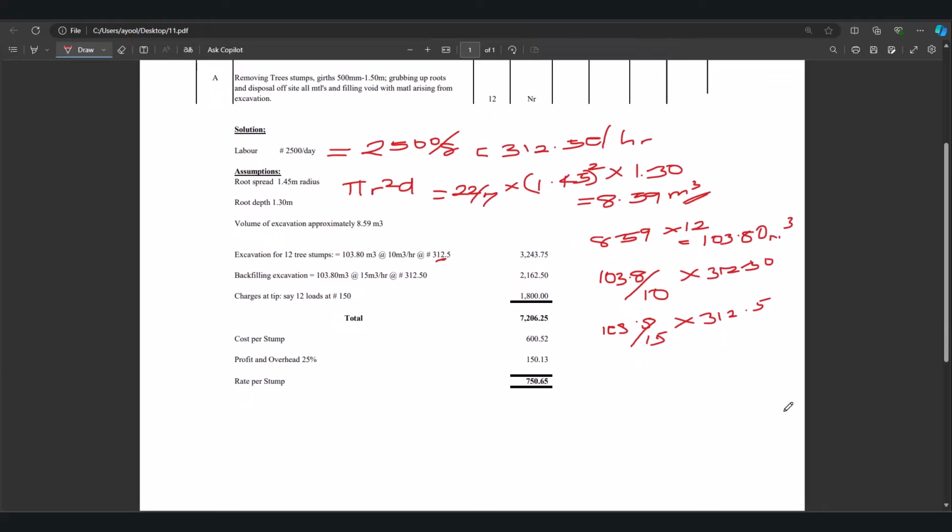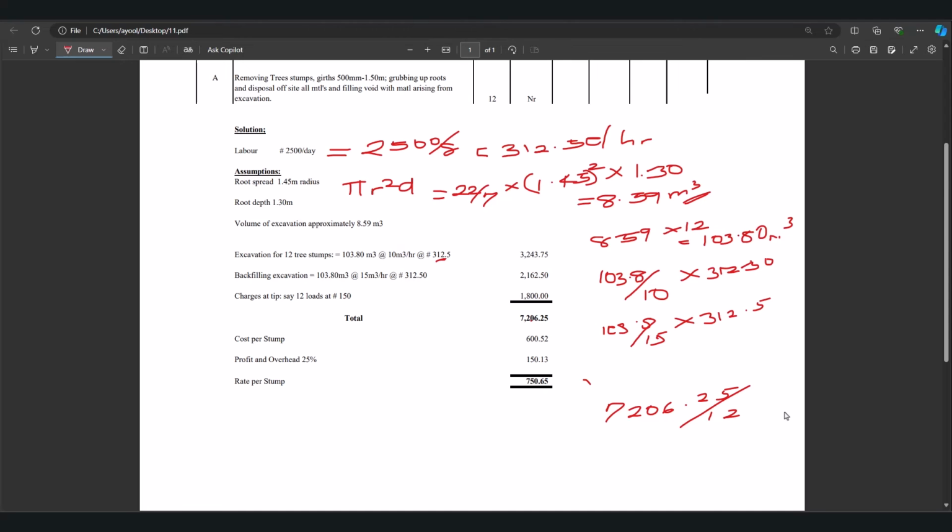Now the charges for loading the stumps into a lorry. It's going to take 150 naira per one, so we are going to be multiplying 150 by 12, which gives us 1,800. Adding the three together is going to give us 7,206.25 as the total. So we are going to be calculating cost per stump. We divide 7,206.25 by 12, and it's going to give us 600 naira 0.52 per stump.